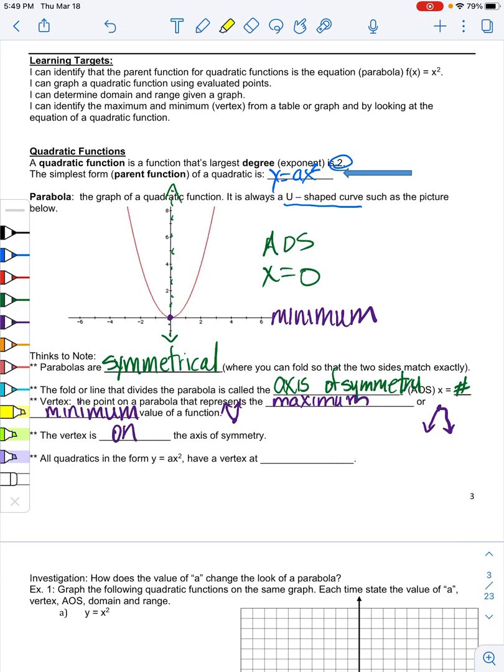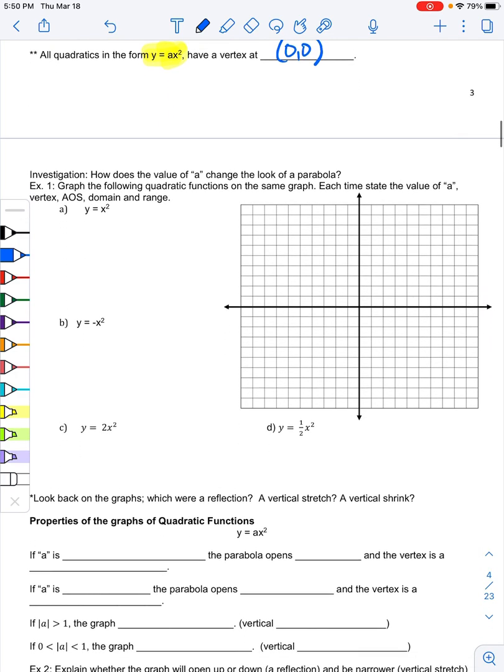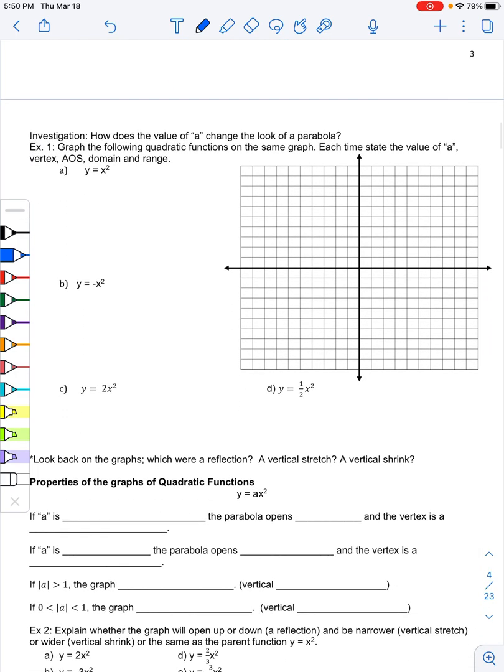Now, all quadratics in the form, remember that's our parent form, y equals ax squared, if you're in the parent form, then my vertex is at 0, 0. We can move it around later, but when you're in the basic parent function, your vertex starts at 0, 0. So we're going to look at how the a, the number in front of the x squared, affects the look of the parabola.